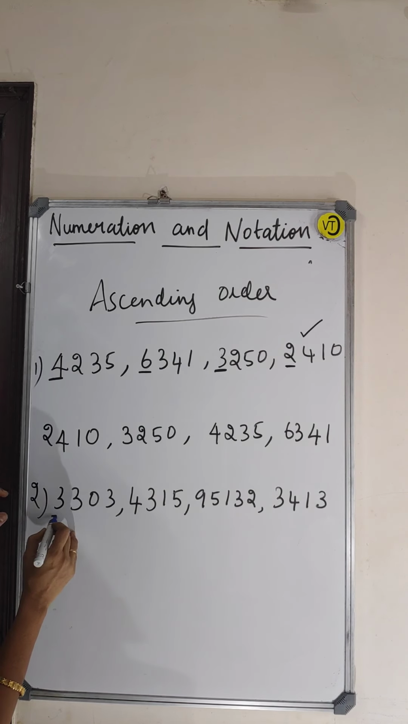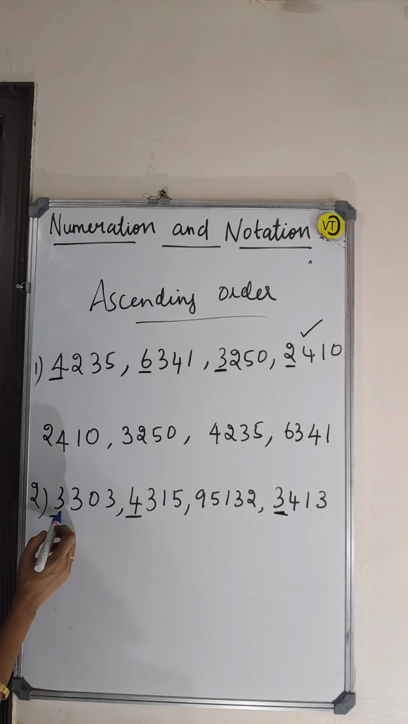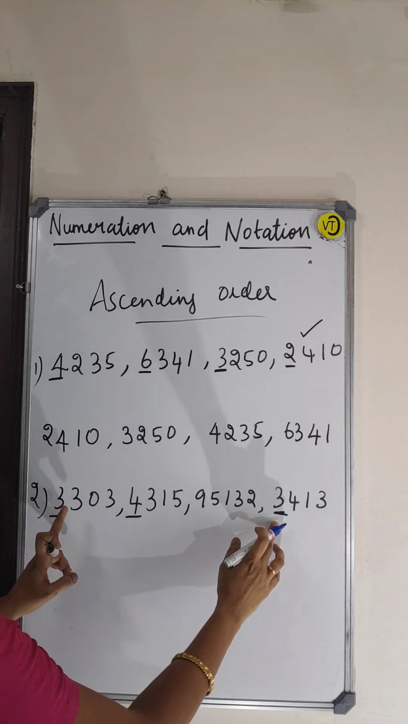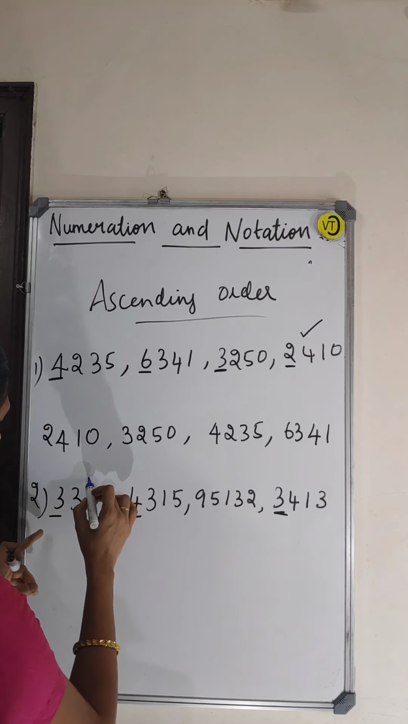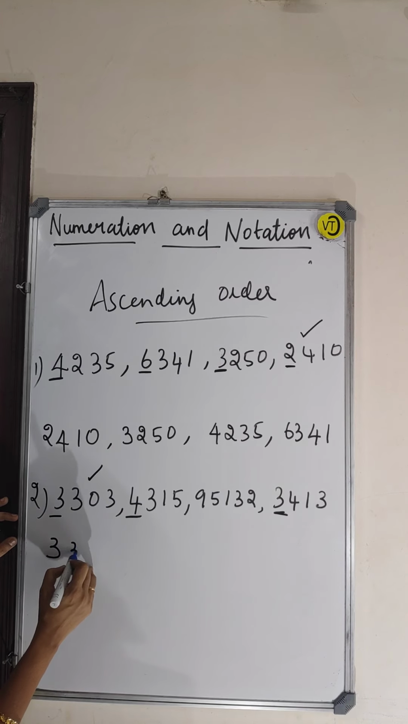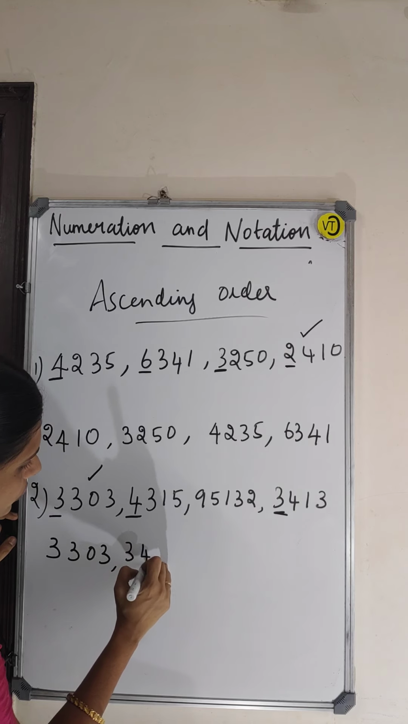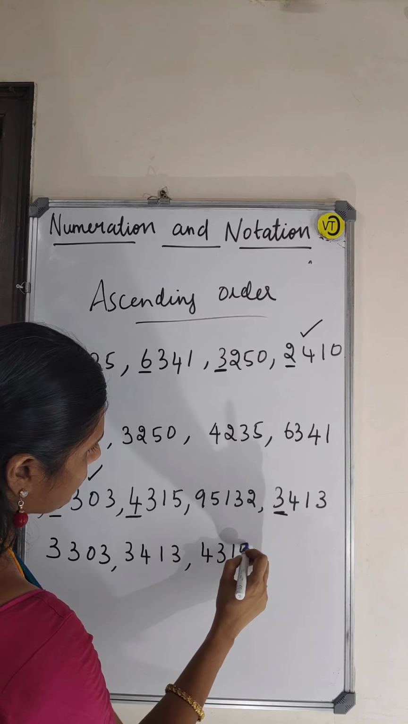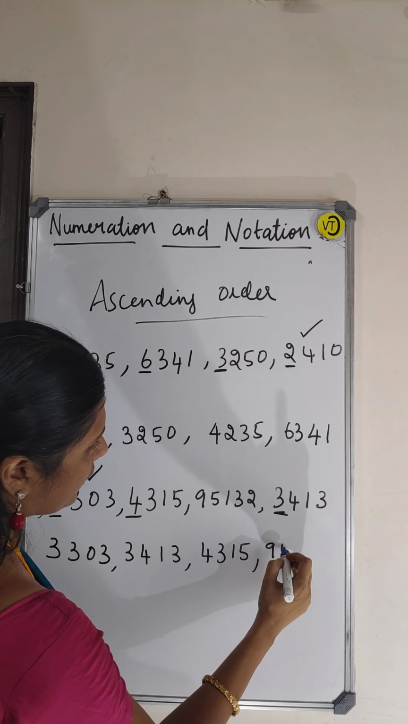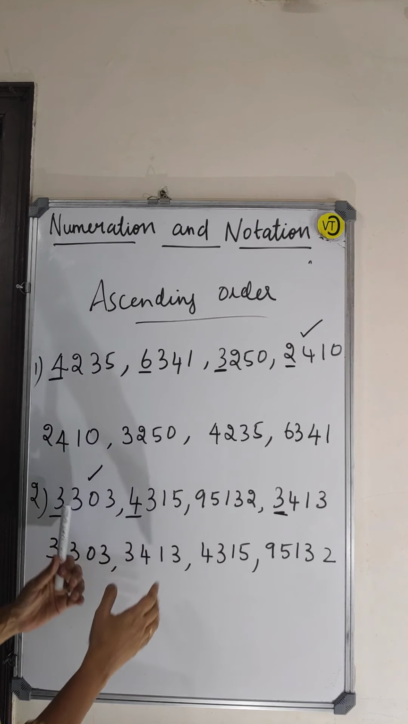Okay. Now this is 3. This is 4. Again this is 3. So this 3. Again this is also 3. The next number is, this is 3. This is 4. Which one is smaller now? This is the one that is smaller. 3303. The next one is here 3413. Next one is 4315. The last number is 95132. Okay, this is the ascending order.